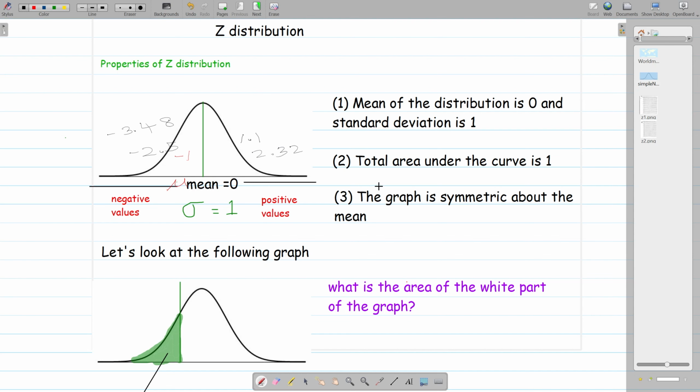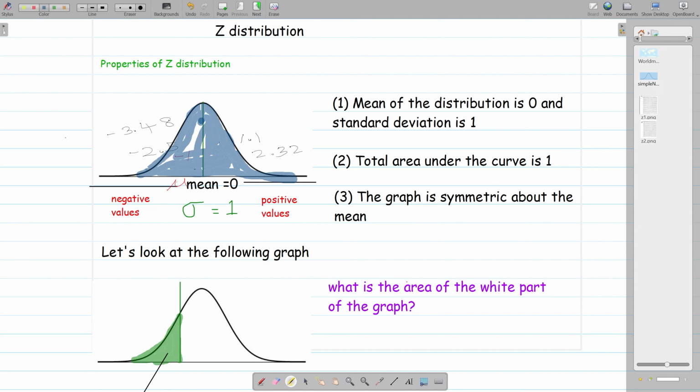And the right side of this graph will have positive values like 1.1, 2.32. Now, the area under the curve is 1. That means the total area under this curve is equal to 1.